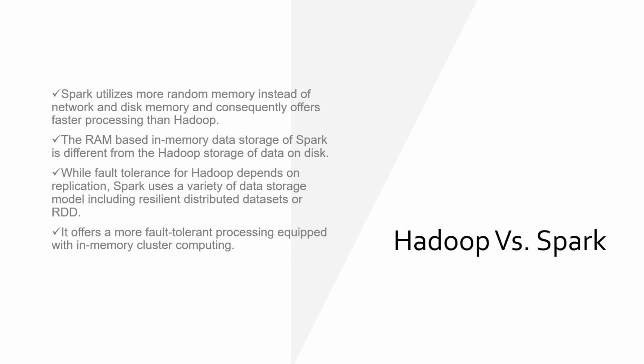As far as comparison with Hadoop is concerned, Spark utilizes more random access memory instead of network and disk memory and consequently offers faster processing than Hadoop. The RAM based in-memory data storage of Spark is different from the Hadoop storage of data on disk. While fault tolerance for Hadoop depends on replication, Spark uses a variety of data storage models including resilient distributed datasets, or RDD. It offers more fault tolerant processing equipped with in-memory cluster computing.